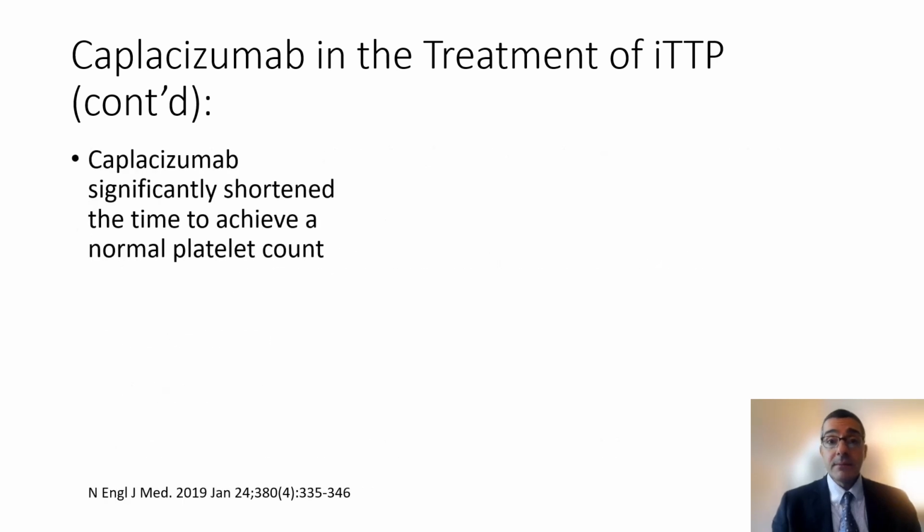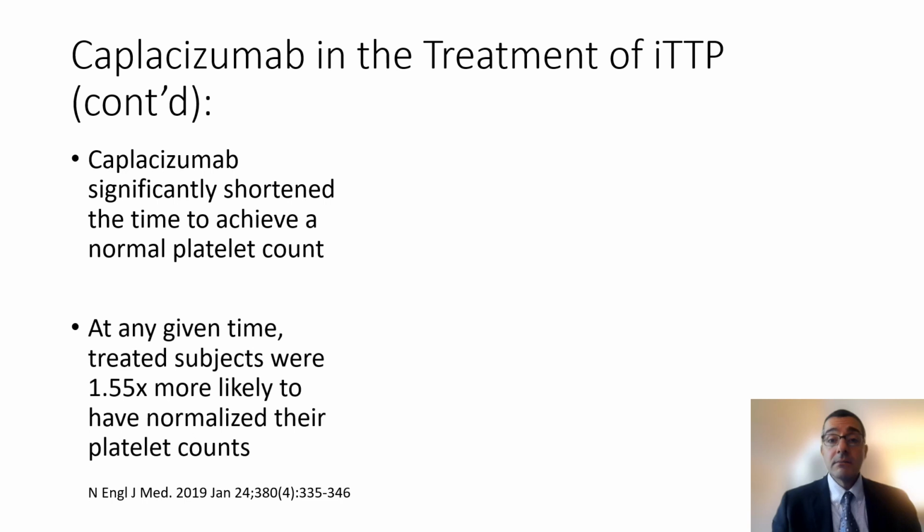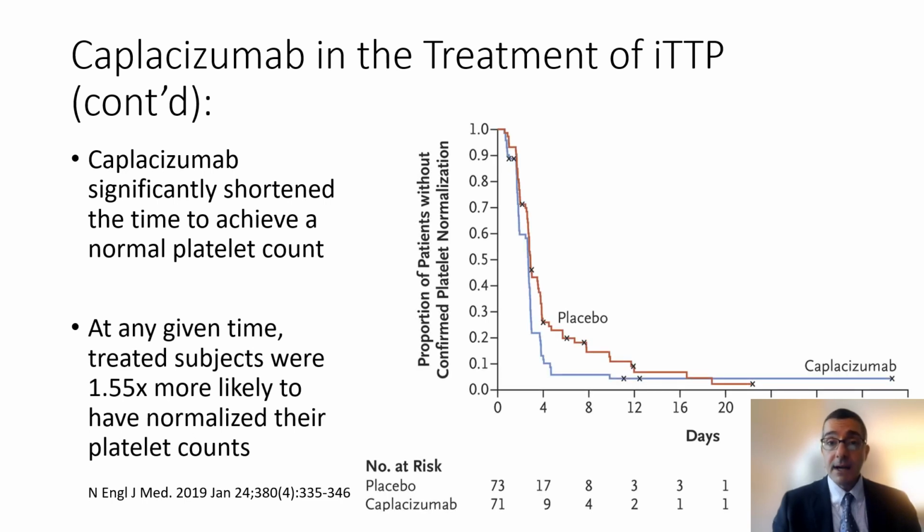What we found was that being on caplacizumab significantly shortened the time to platelet count recovery. And the way this graph is done is mostly for statistical reasons. And if you're having trouble thinking about this, you can also flip it upside down, that might be better. But this blue line represents those patients who are on caplacizumab. The red line represents those who are on placebo. And this is the number of patients and how long it took to normalize the platelet count. And you can see that it went faster to normalize the platelet count if you were on caplacizumab versus those who were on placebo, it took them longer.